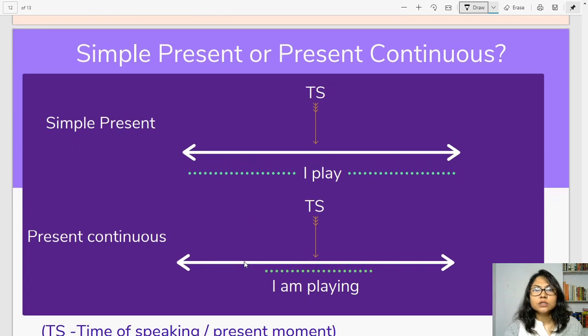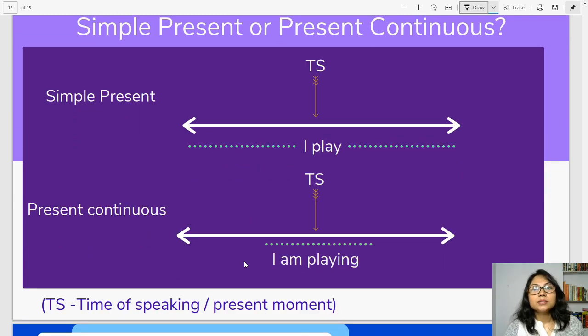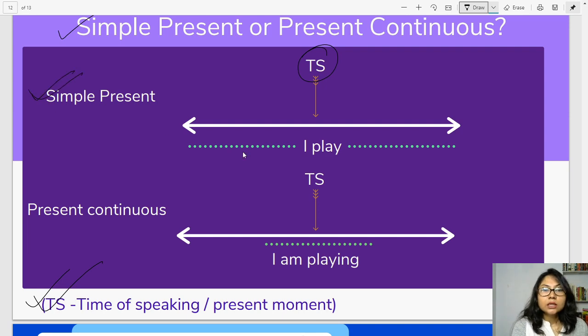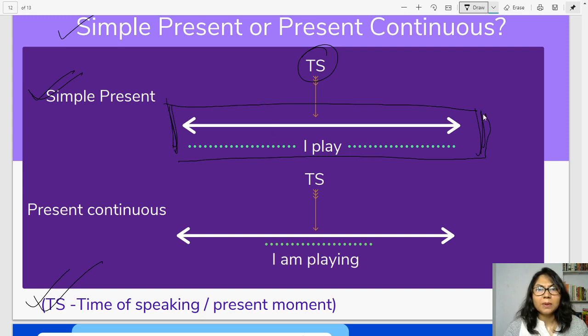Now, let us look at this beautiful diagram that I have for you. Simple present or present continuous. It's a diagrammatic expression. See, TS over here indicates the time of speaking or the present moment. Let us look at simple present. Just look at this arrow, the simple present. I play, that is whole, from here to here. It's a general statement, and the whole arrow represents the time. The time of speaking is from here to here. That is the whole period of time. I play, it's a general thing.